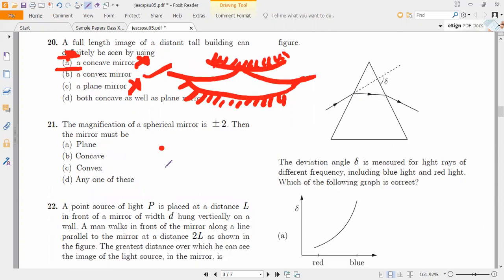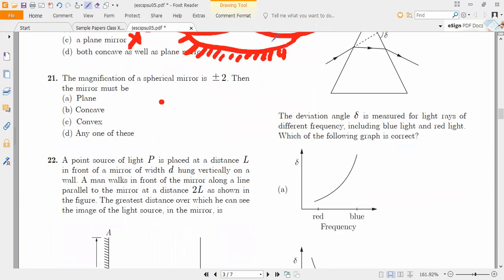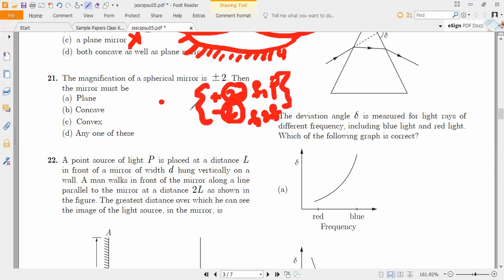Yes, sir. Next, the magnification of a spherical mirror is plus or minus 2. So one time virtual, one time real. Both will form between F and P, and between F and 2F. These are the cases. It will be formed only by a concave mirror. It will never be formed by a plane mirror or convex mirror. So if it is asking about a mirror, it means concave.